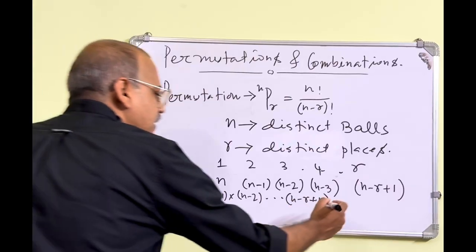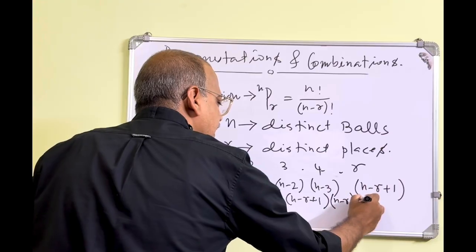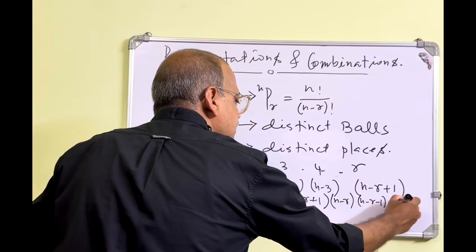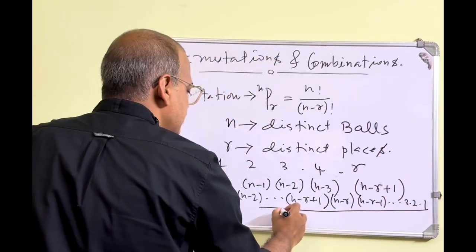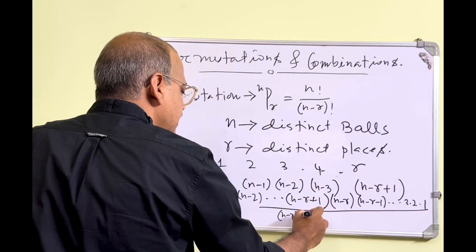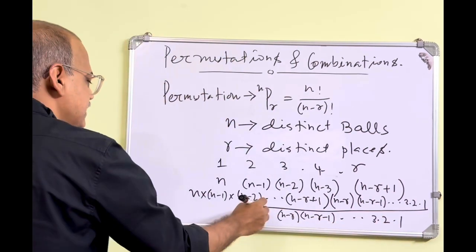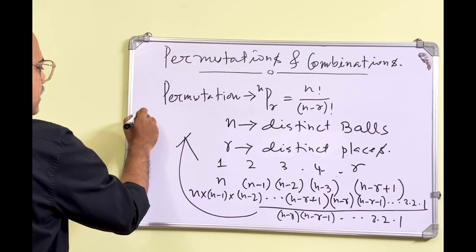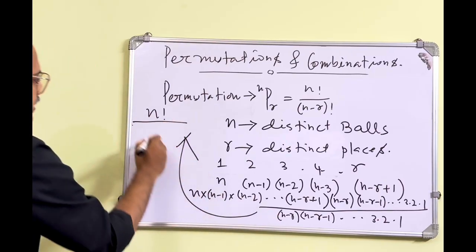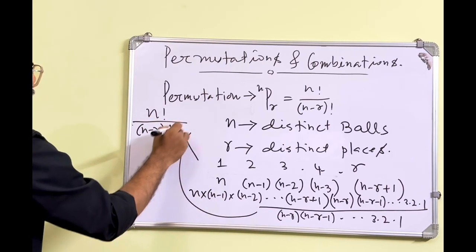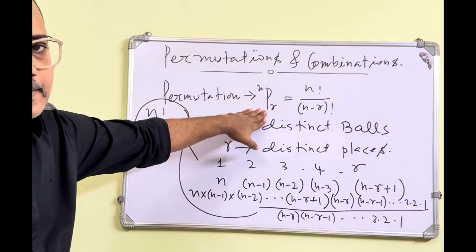So again, we'll multiply by n minus r, n minus r minus 1, down to 3, 2, 1, and divide by the same portion, n minus r, n minus r minus 1, down to 3, 2, 1. This can be written as n factorial by n minus r factorial. So this is another way of formulating this nPr.